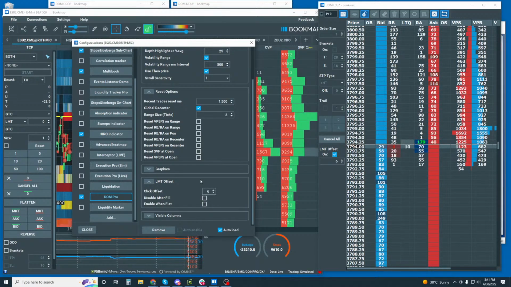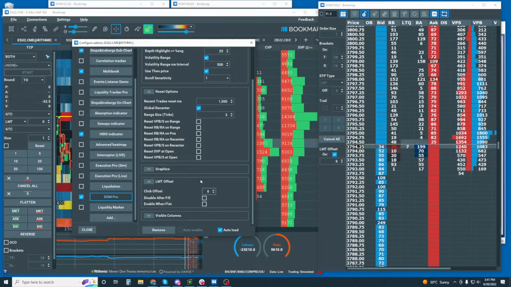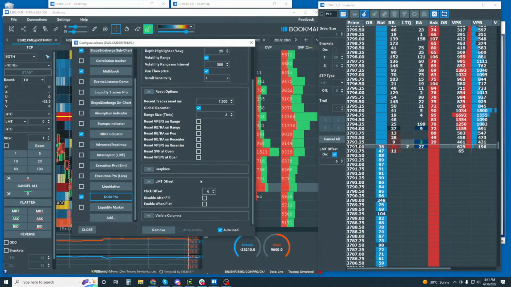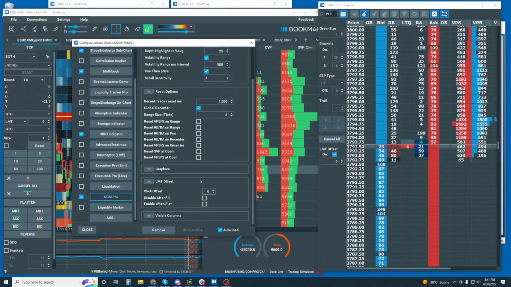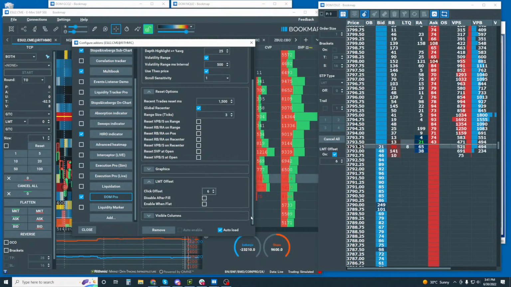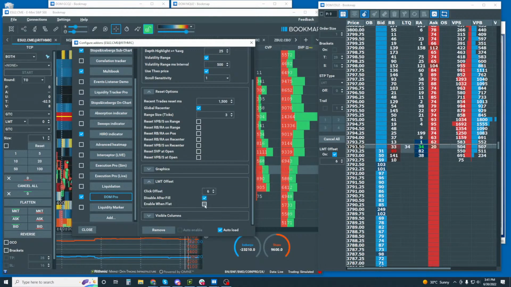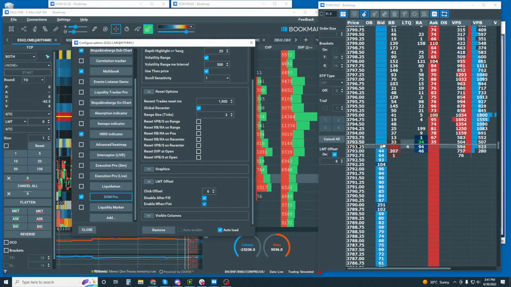Exactly. And then you enable when flat. So when that position is actually flat and it detects a 0 position, that feature will be re-enabled again, so you could actually start from scratch. Right. Okay. So let's do a quick demo of it here.